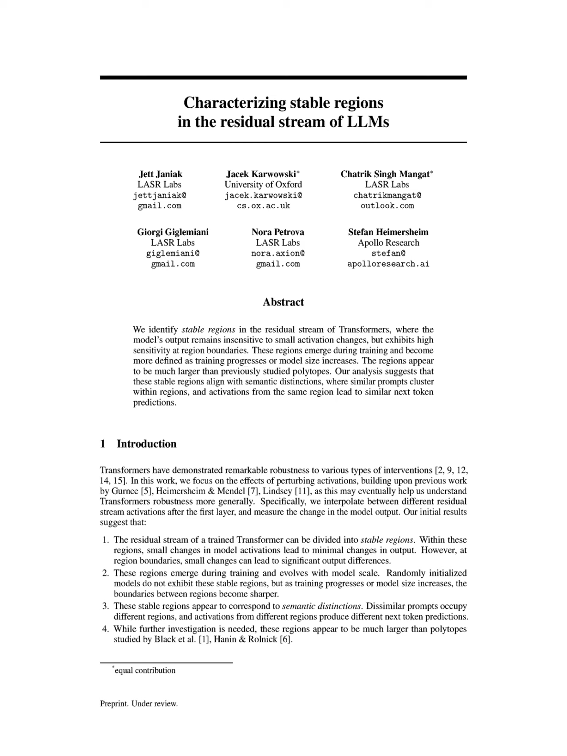Our method offers significant theoretical and practical benefits over previous works by providing a clearer understanding of stable regions within transformer activations. Unlike prior studies that focused on smaller polytopes, our findings indicate that stable regions are much larger and correspond to semantic distinctions, allowing for a more nuanced analysis of model behavior. We demonstrate that small changes in activations within these stable regions lead to minimal output changes, while crossing region boundaries results in significant output differences, which is crucial for understanding model robustness.